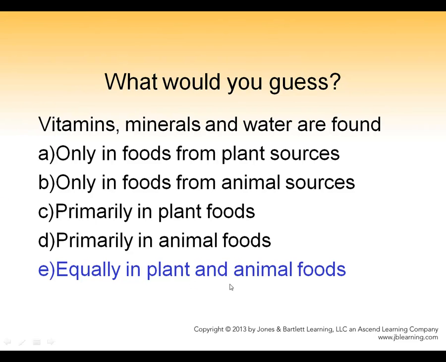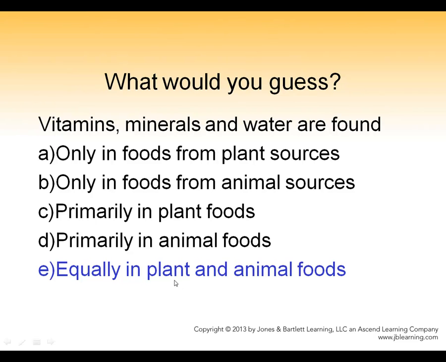So the complication is that while plants and animal foods have all of that, each member of that category may have a different selection of vitamins. So animal foods are the only source of a particular vitamin called B12. That's the only place that you're going to find it.